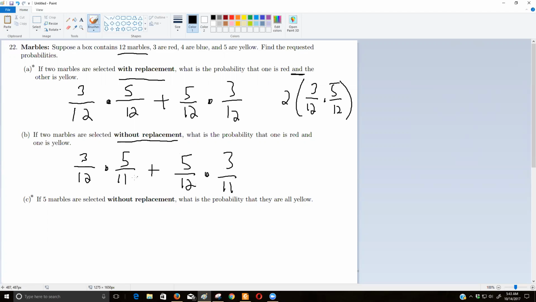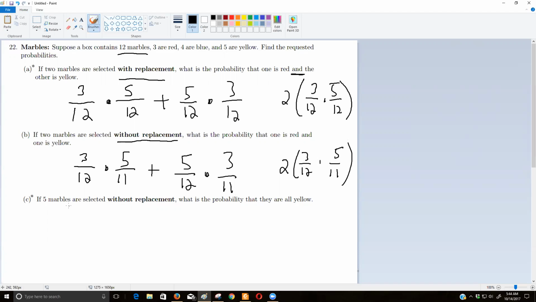And if you do the arithmetic, if you multiply, it's going to be the same as 2 times 3 over 12 times 5 over 11. So I'm still multiplying the same numbers.